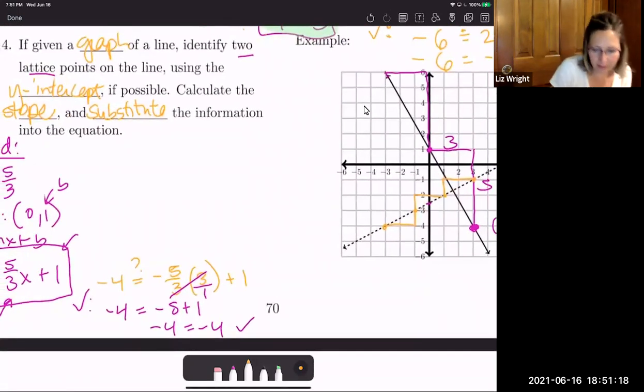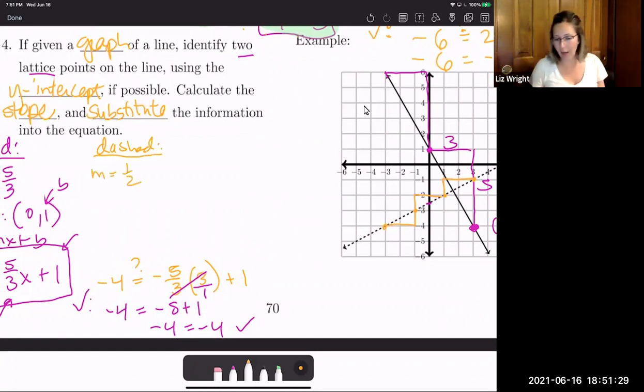So for this one, this is our dashed. So my slope of, again, up 1, right 2, that's a positive 1/2. And now I need to pick an ordered pair. I can pick any ordered pair I want. I'm going to do, this one looks pretty easy. I'm just going to do this one that's at 1, -2.